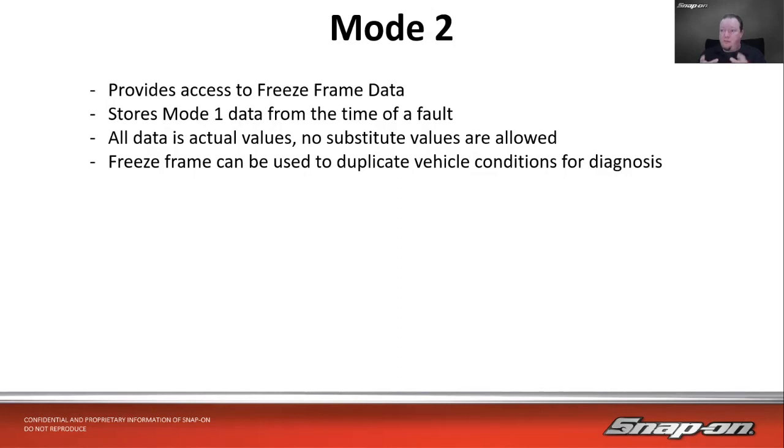Freeze frame can be used to duplicate vehicle conditions for diagnosis. So I know as a technician, when it had this failure, was it running for an hour? Was it at first startup? Was it cold? Was it hot? Was it idle? Was it at 2000 RPM? What was going on with the vehicle when the error occurred? So freeze frame can be very helpful when it comes to that.